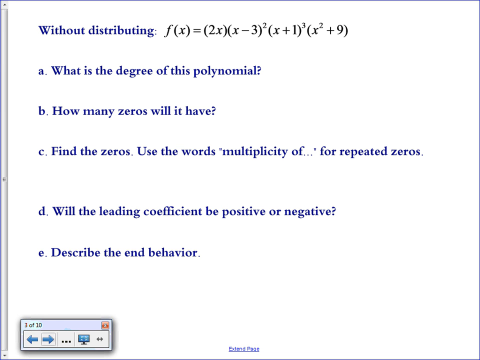Because the way I look at it now, it's already been broken down for us. It's been what we call factored, and it's written in a factored form. So we can see each of the factors that leads to this polynomial function the way that it's written now. The first question you're going to be asked is to identify what is the degree of this polynomial.